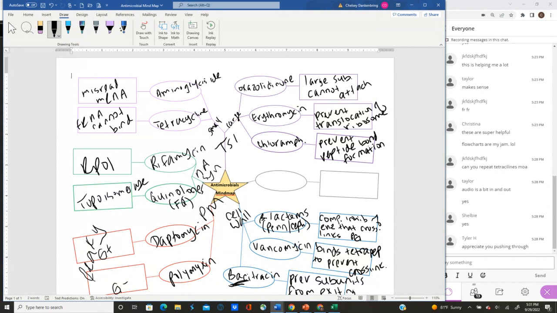And so erythromycin binds in such a way that the ribosome can't move. It can't continue reading that messenger RNA. So this is really targeting elongation, the elongation step of translation.